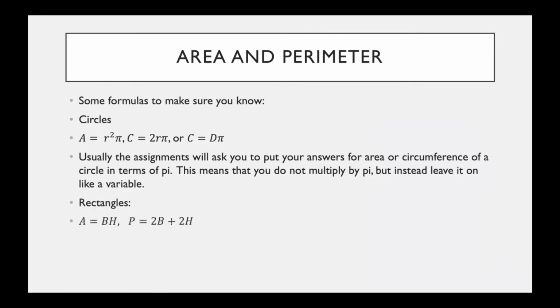For rectangles, area is equal to base times height, and the perimeter is equal to 2 times the base plus 2 times the height.